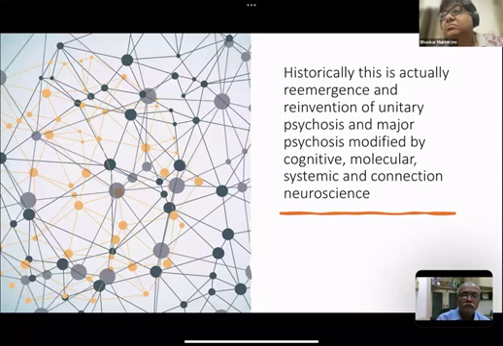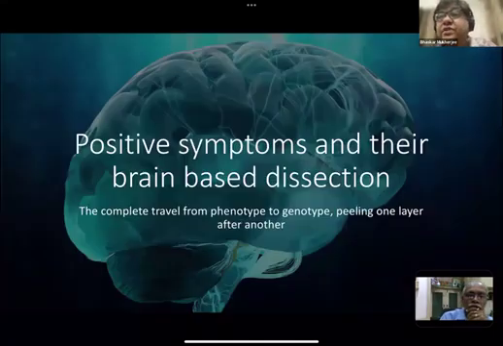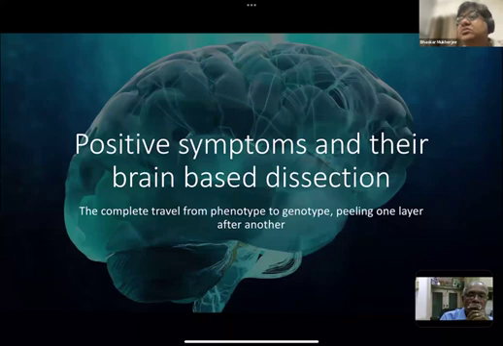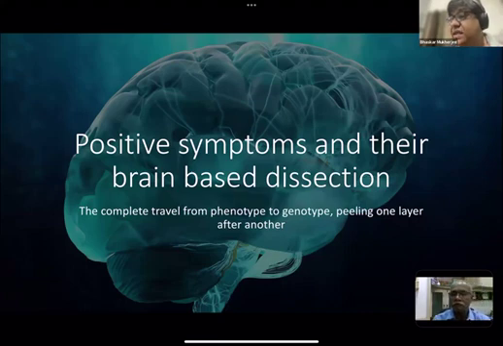So historically, this would actually be the re-emergence and reinvention of unitary psychosis and major psychosis, modified by cognitive, molecular, systemic, and connection neuroscience. So we are now going to the positive symptoms proper and their brain-based dissection. From phenotype to genotype, peeling one layer after another.